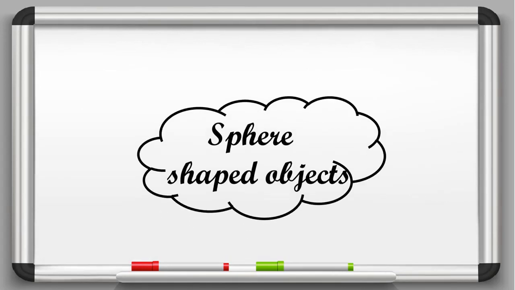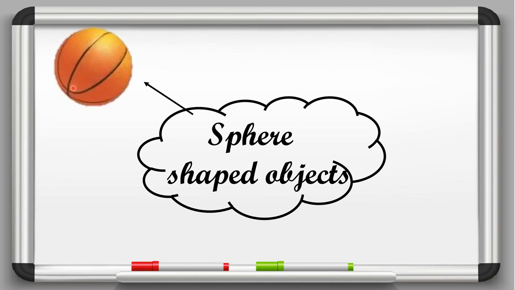Now beta, I'm going to show some sphere shaped objects. So let's start. Here the first one is this. Which object is this? You all know that? Yes, this is a football. So here we will write football. F-O-O-T, foot, B-A-L-L, ball, football.